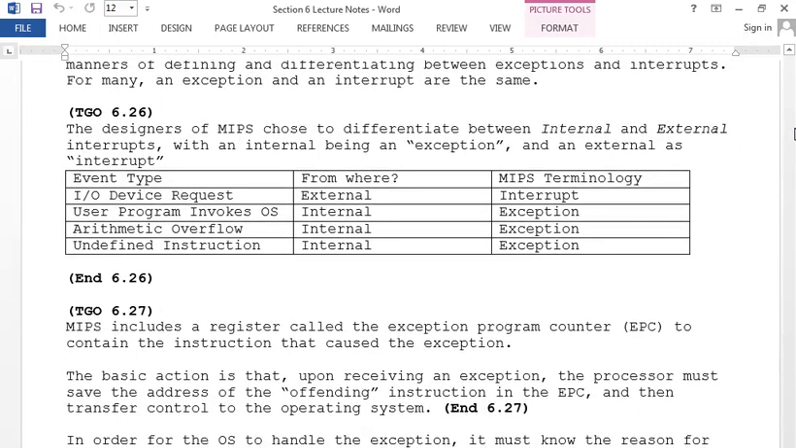Well, you have to bear in mind, as we're talking about I/O, the I/O device request is an external interrupt. The user program invokes the OS. So that's the case where, and we'll discuss this in a second, you're actually saying, hey, I have some sort of interrupt. I got bad code. I need to tell the computer.